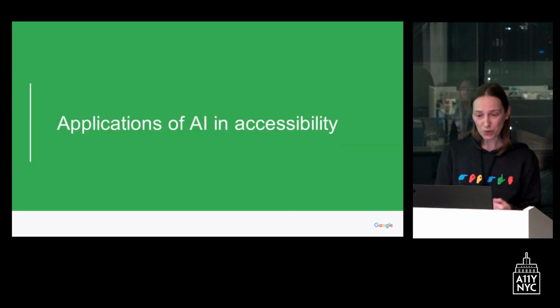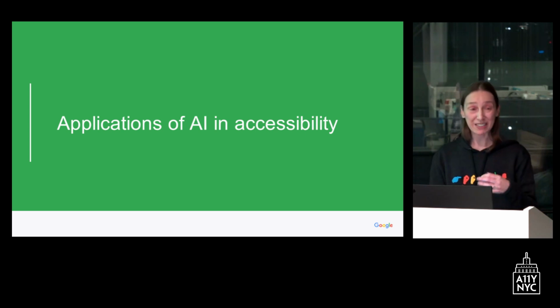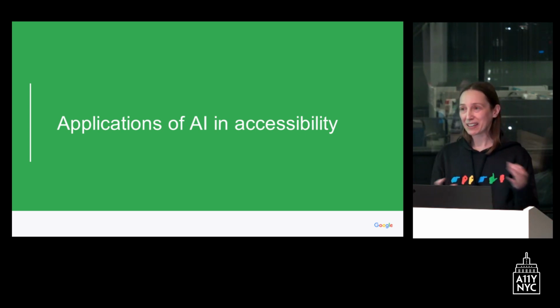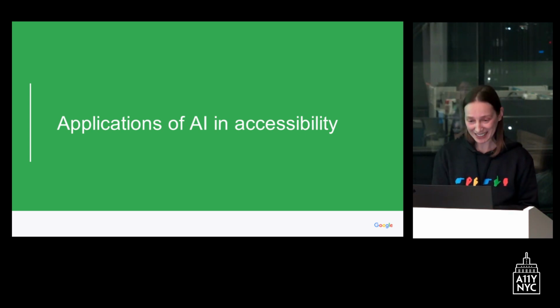So I want to review some of the specific opportunities just fairly quickly, highlight at the beginning just some of the ways that AI is already being used or explored in accessibility. I'm going to focus on apps and digital access because we're from Google.